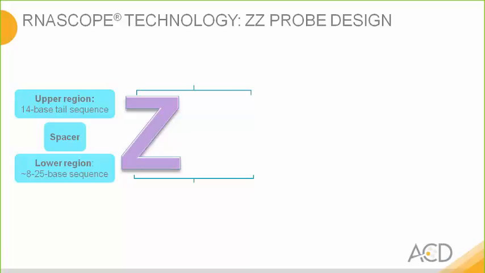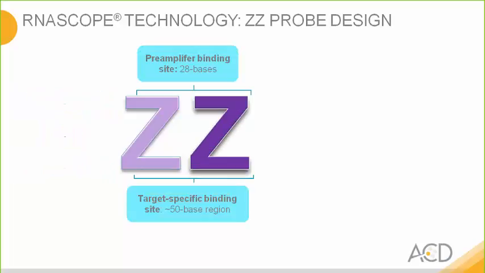With the RNAscope technology and the double Z probe design, the lower region of the Z is an 8 to 25 base sequence. There's a spacer, and then an upper region of a 14 base tail sequence. With the double Z probe design, the target-specific binding site is about a 50 base region on the bottom targeting your transcript RNA. And on the top of the double Z is a preamplifier binding site that serves as a foundation for building the amplification tree.